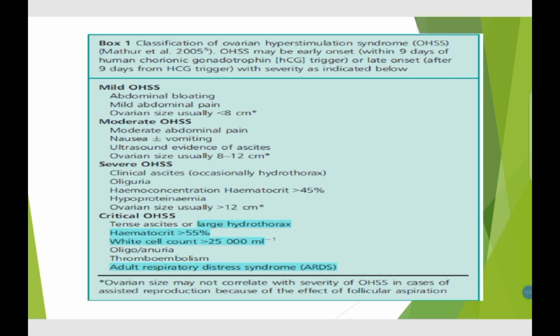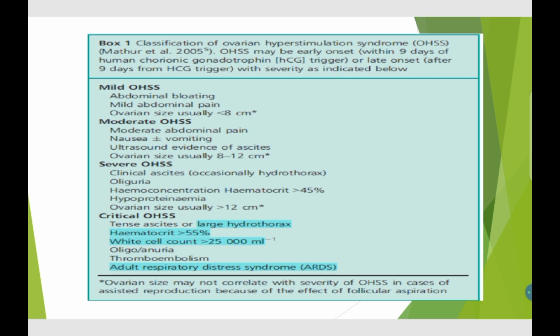The same we can see here in this particular table. However, in this table, mild, moderate, severe OHSS is given and the classification is the same. This table is from TOG and previous table was from GTG.